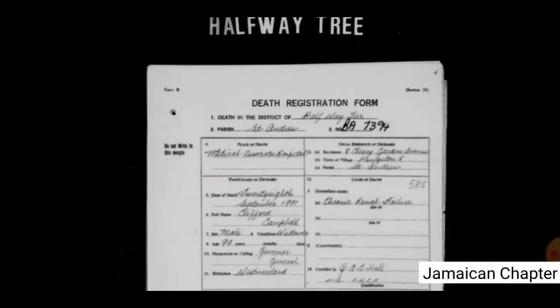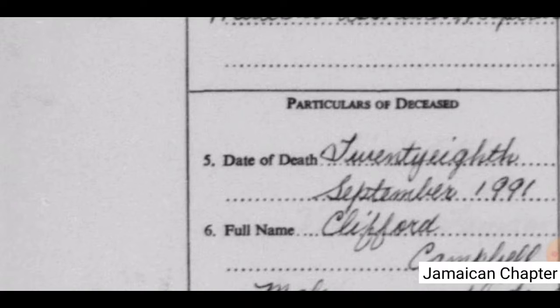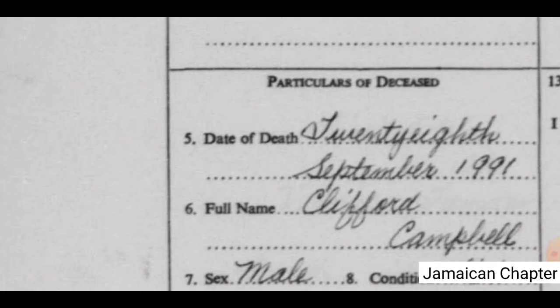Let's move back over to the left of the form. At the left of the form, it says particulars of deceased. Date of death, 28th September 1991. In simpler words, September 28, 1991. That was the date of his death.